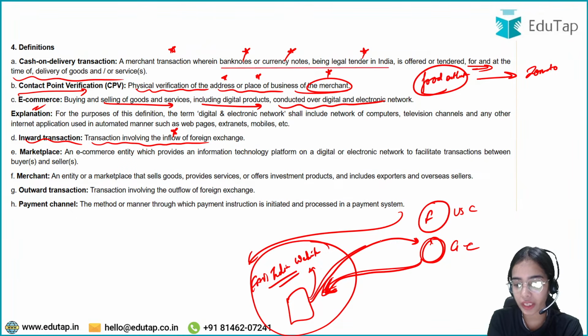So the German citizen will get the product and will have to pay to the Fab India. Okay, so this is the idea. This is an inward transaction involving the inflow of foreign exchange.